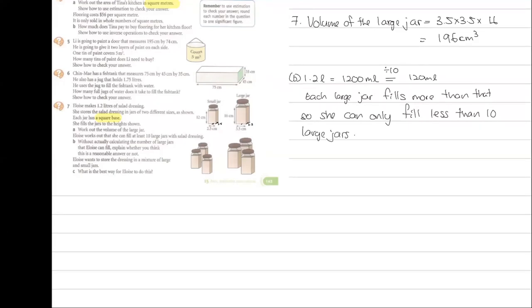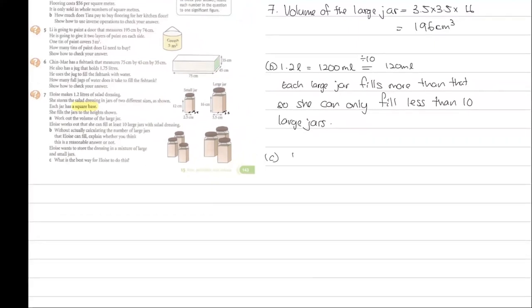Eloise wants to store the dressing in a mixture of large and small jars. What is the best way for Eloise to do this? Okay, now we need to find the volume of the small jars. So we can actually just see what's the difference. So let's try to see the volume of the large and the small jar. Volume of small jar: 2.5 times 2.5 times 12 is 75. So if you use your ratio here, you can actually identify how to do it.